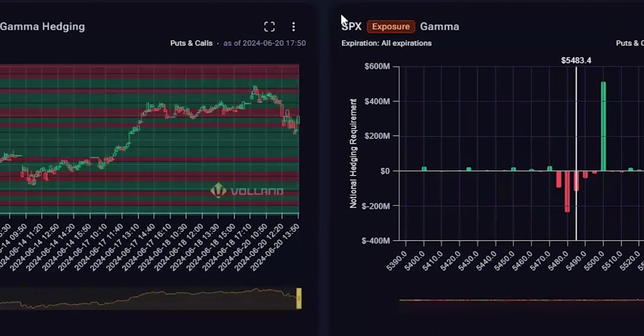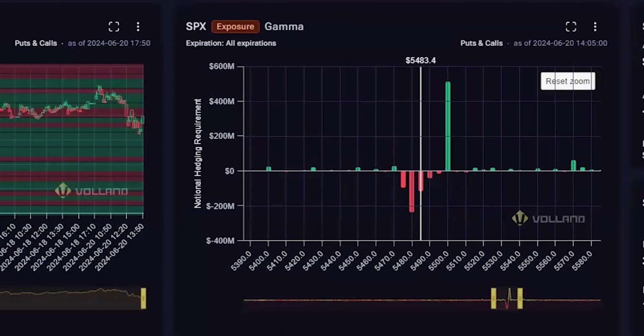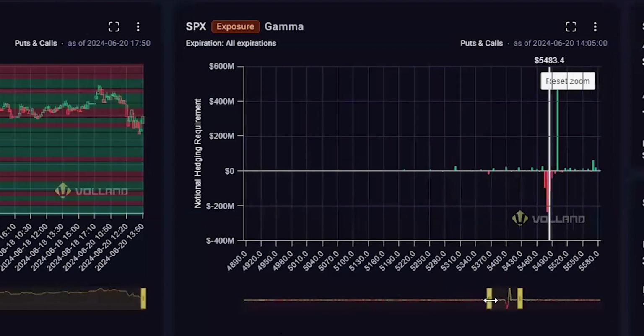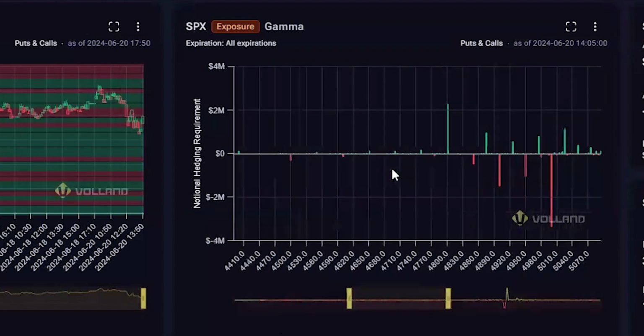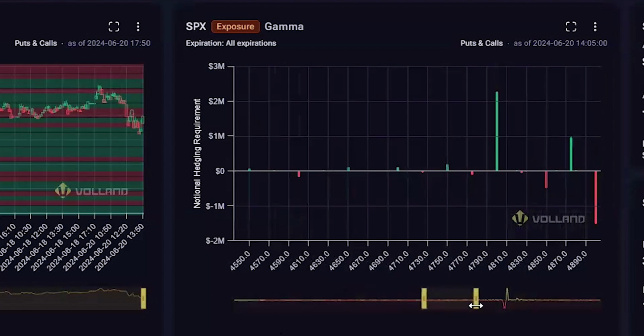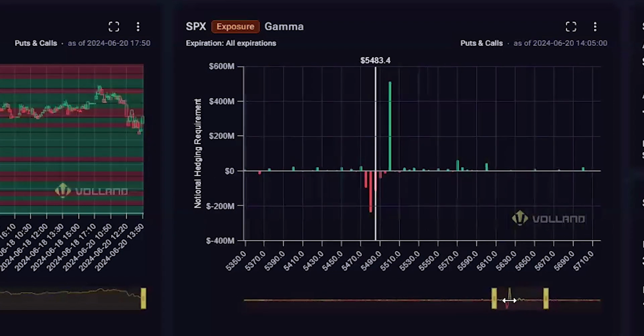So moving over here, this is the regular gamma exposure. This is the same chart as what's in the old Volland design. It's just the exposure at each strike. You can zoom using these bars here or with the scroll bar in the middle of your mouse. And you can even move your zoom left or right.